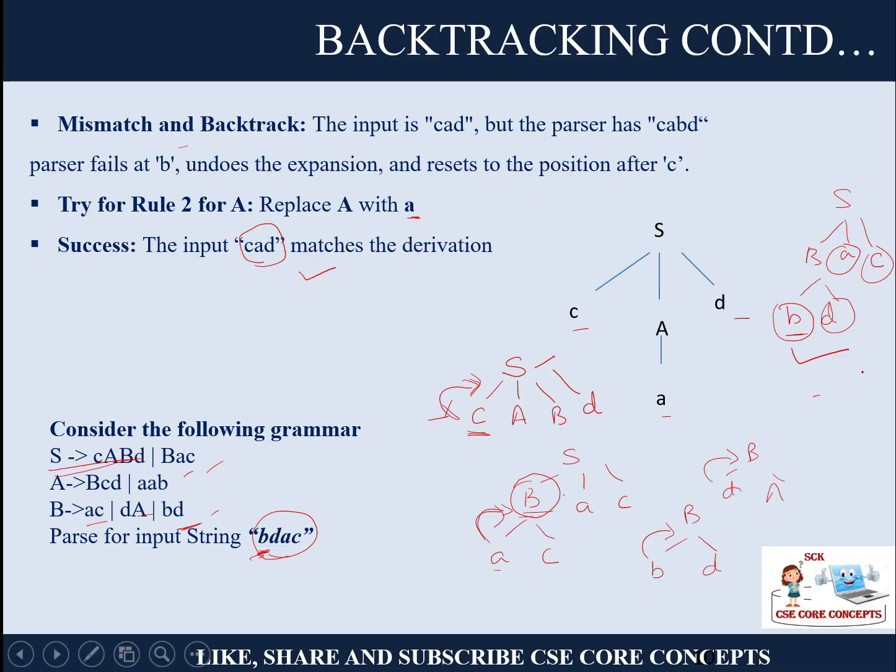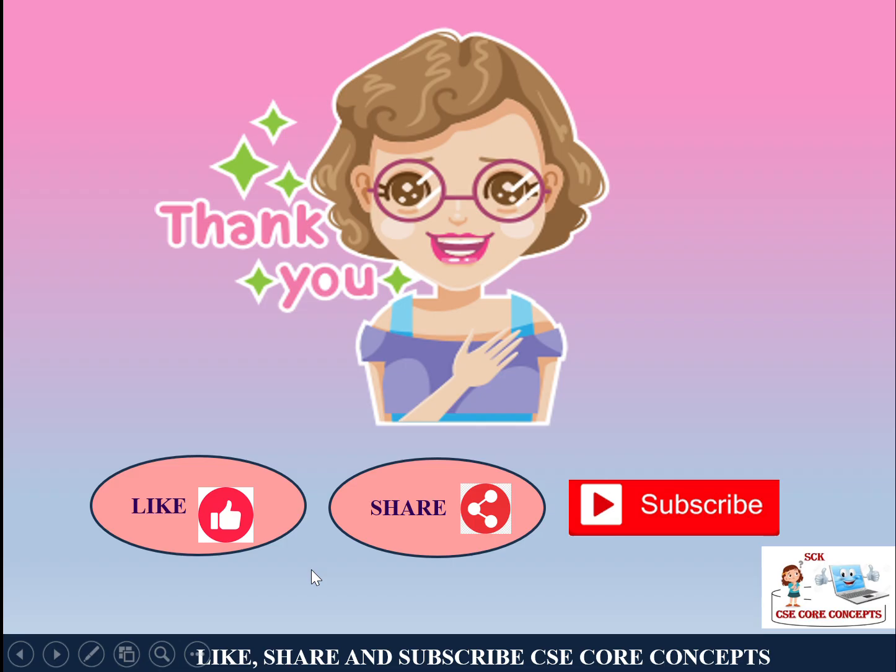So you go on applying until you get all the rules, or in some cases, even after applying all the rules, you may not get the desired result. So there you are going to stop. So I hope you understood the first process of top-down parsing, that is backtracking.